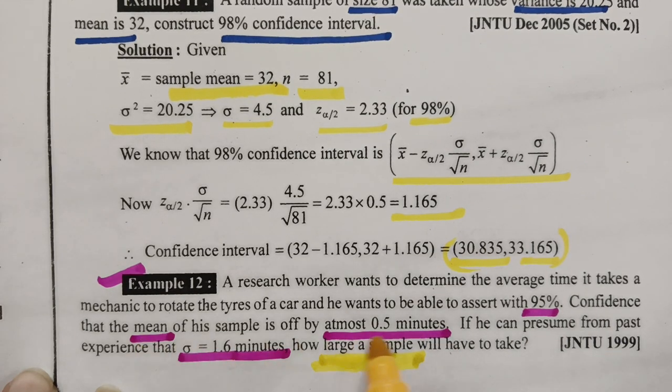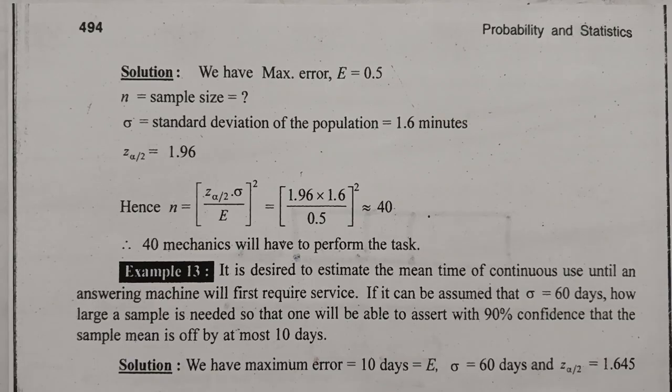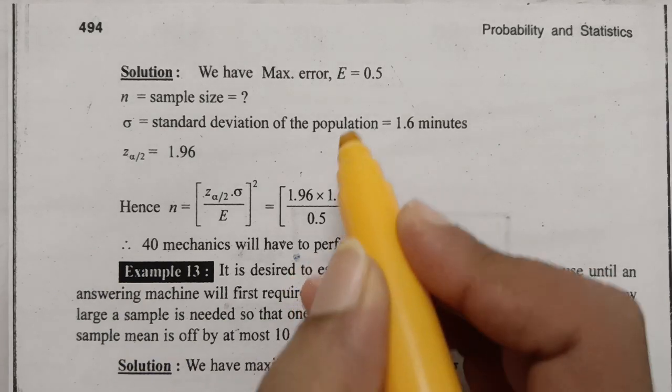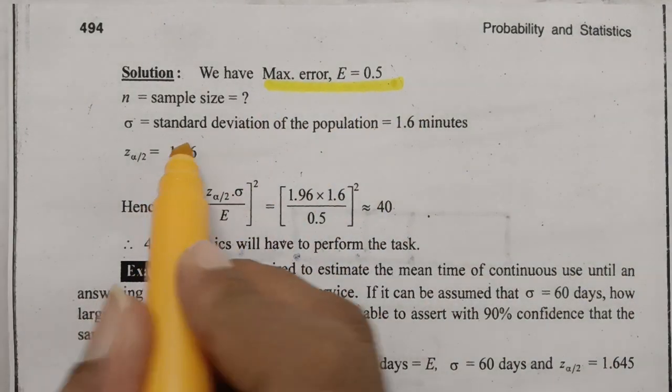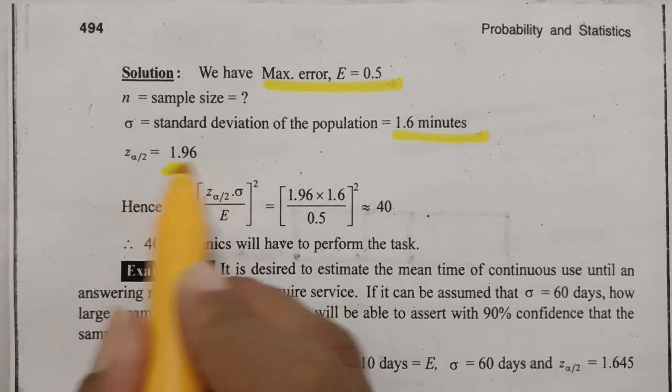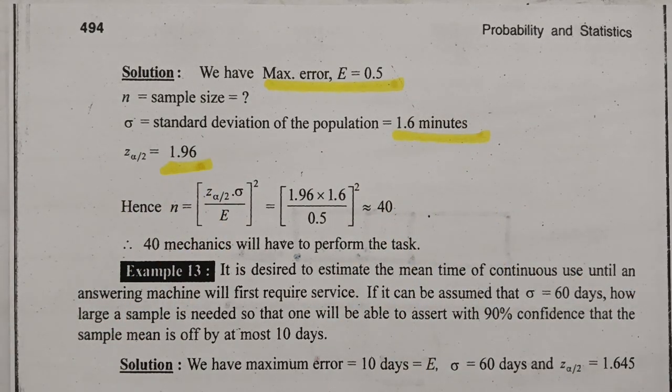Here the maximum error is given as 0.5, confidence is 95%, and therefore z alpha by 2 is equal to 1.96, and standard deviation is given as 1.6. When the error and standard deviation are given, and confidence is given, we have to find the sample size. The maximum error is 0.5, the standard deviation is 1.6 minutes, and z alpha by 2 for 95% confidence is 1.96.